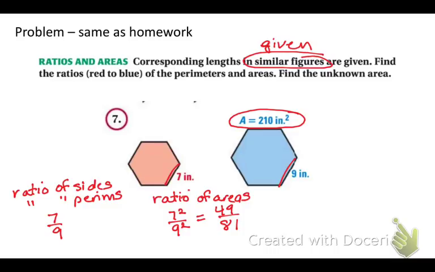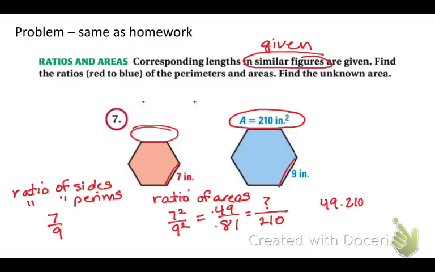So remember, we're going smaller to larger. So this has got to be equal to the ratio of perimeters, 210. So the question becomes, what is the area of that smaller polygon? Here we're setting two ratios equal. And you all should remember that the way we solve for the question mark is we use cross multiplication.